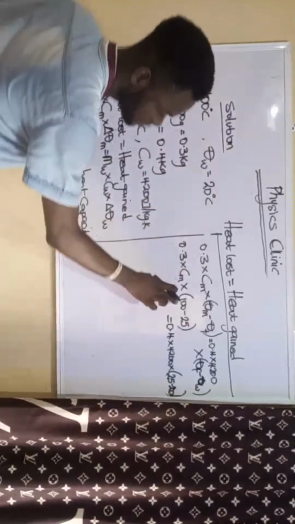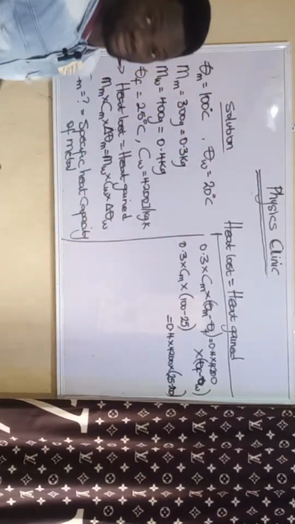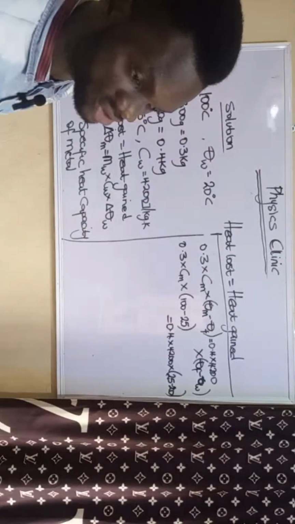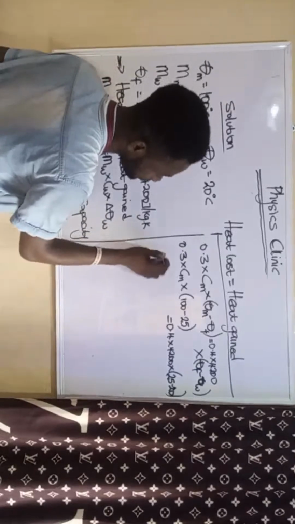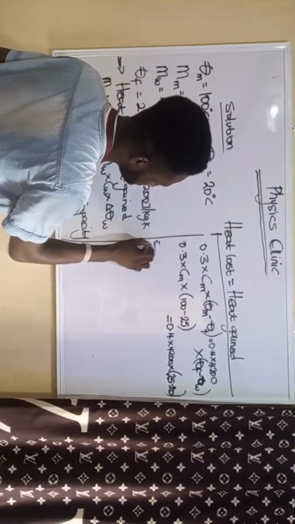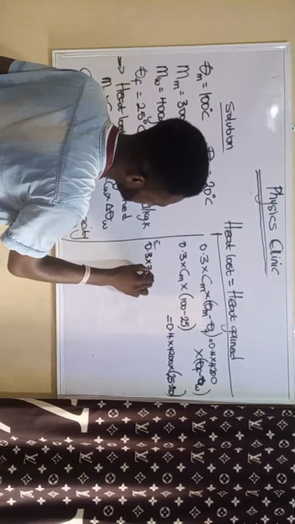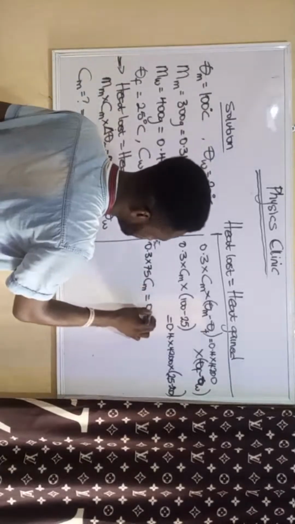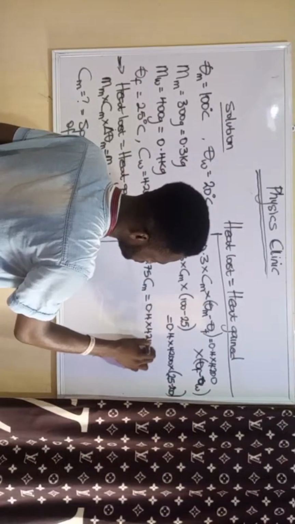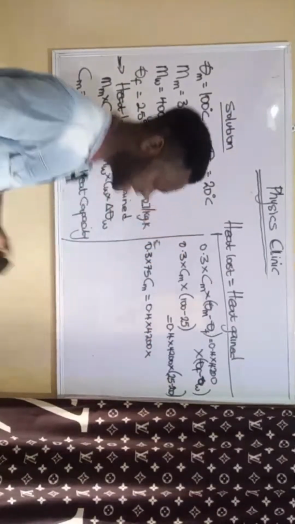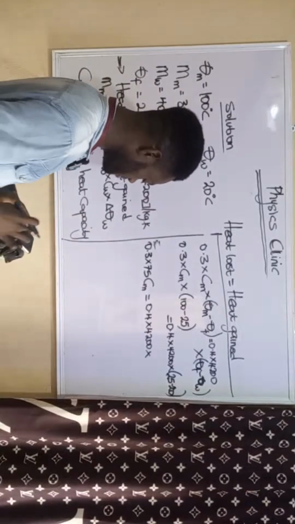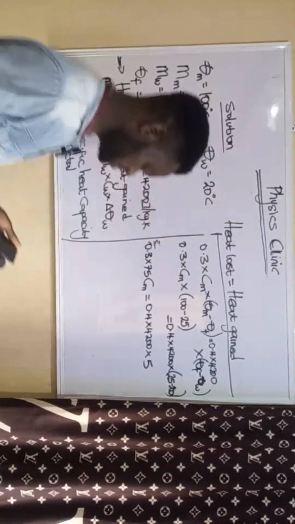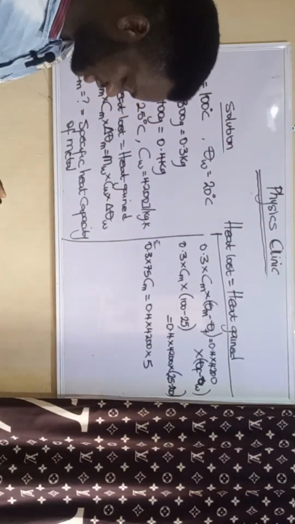Okay, so 100 minus 25 should give me 75. All right, so this would be 0.3 times 75 cm equals 0.4 times 4,200 times 25 minus 20. 25 minus 20 is 5.